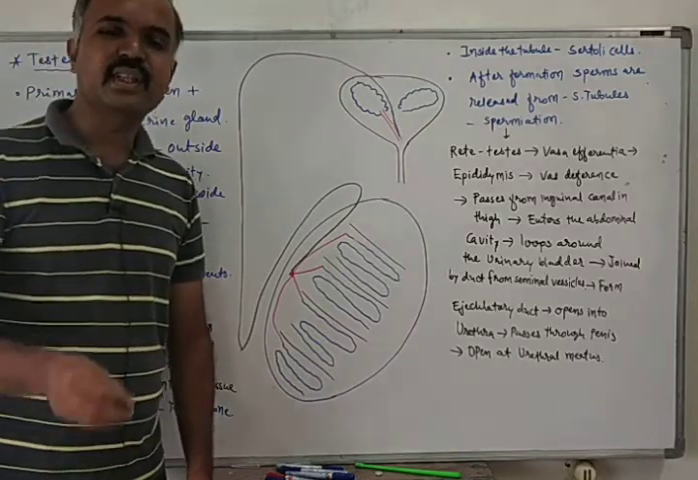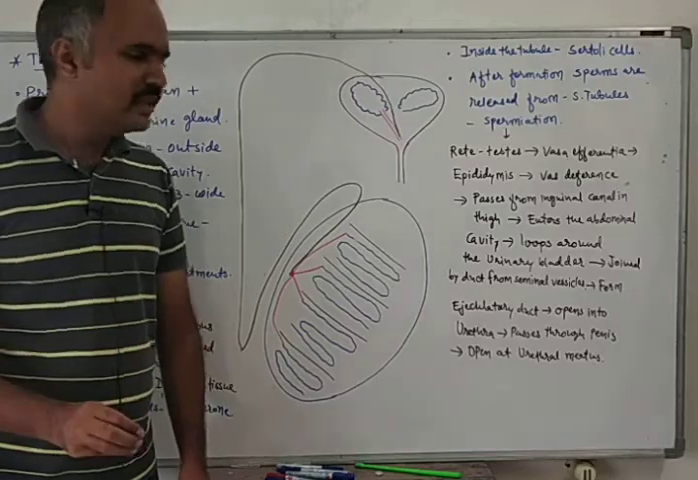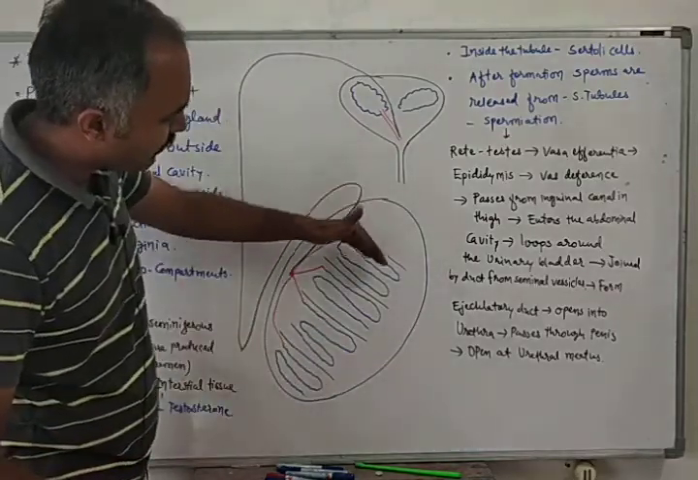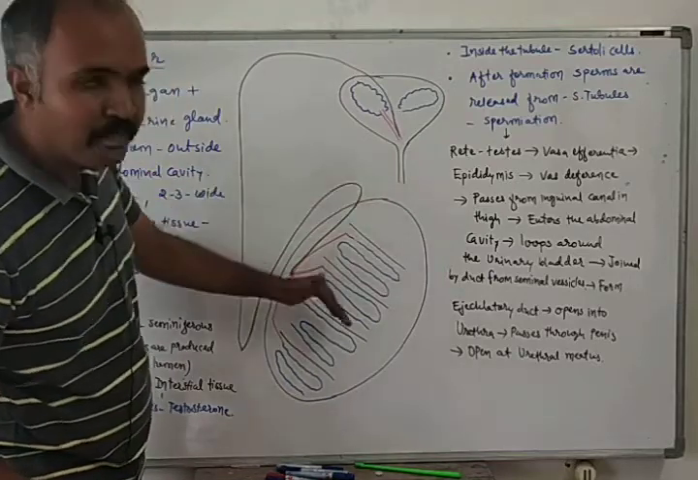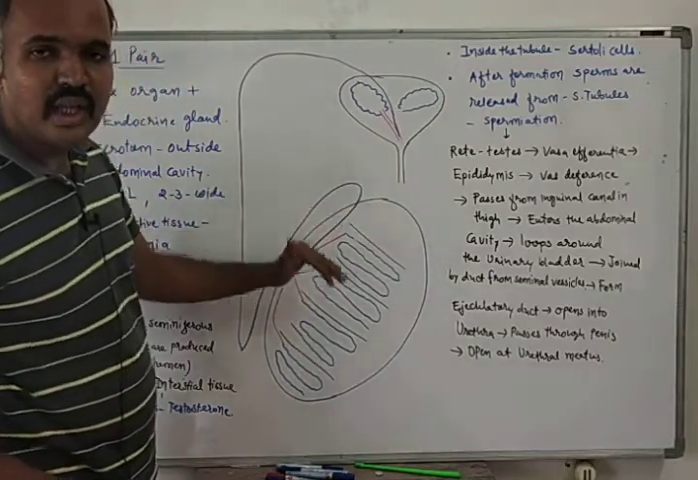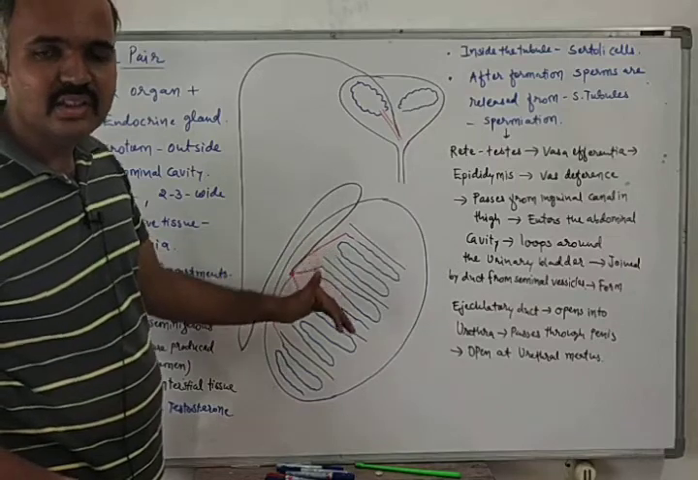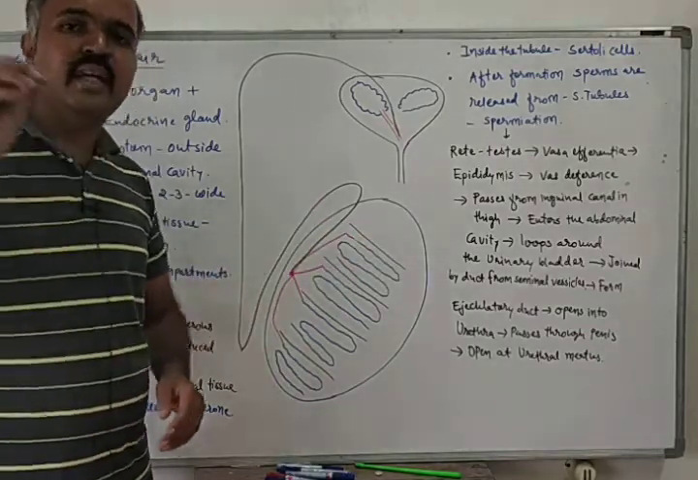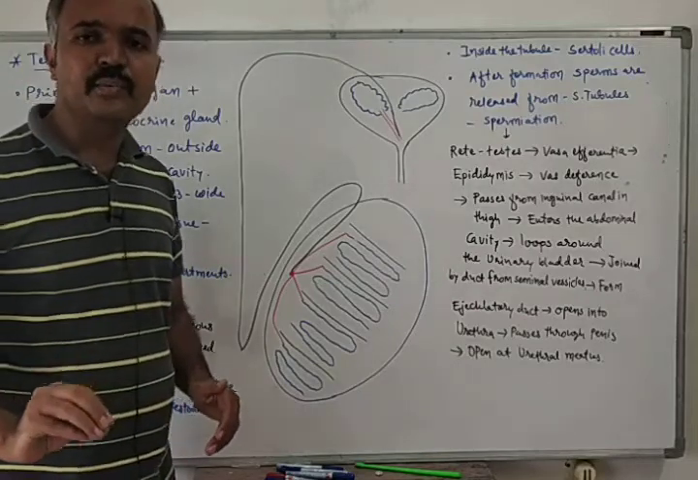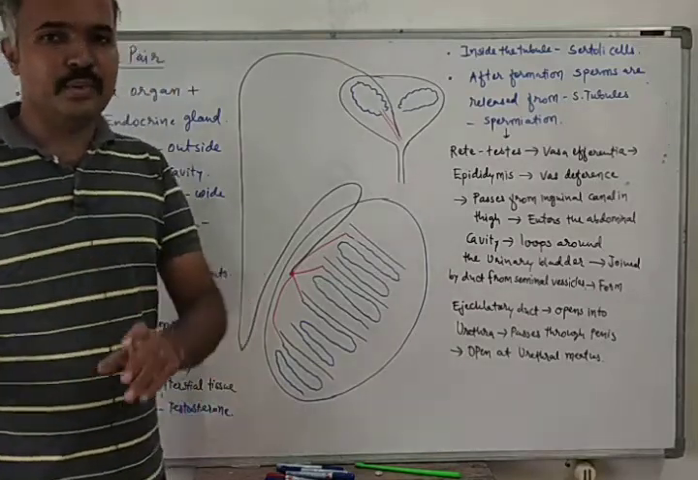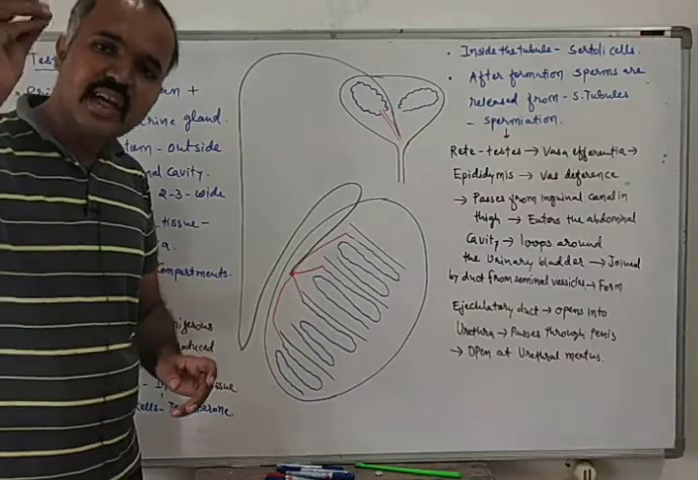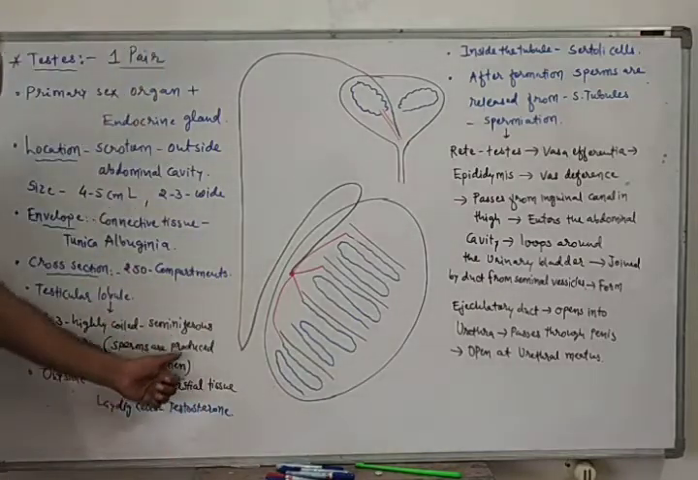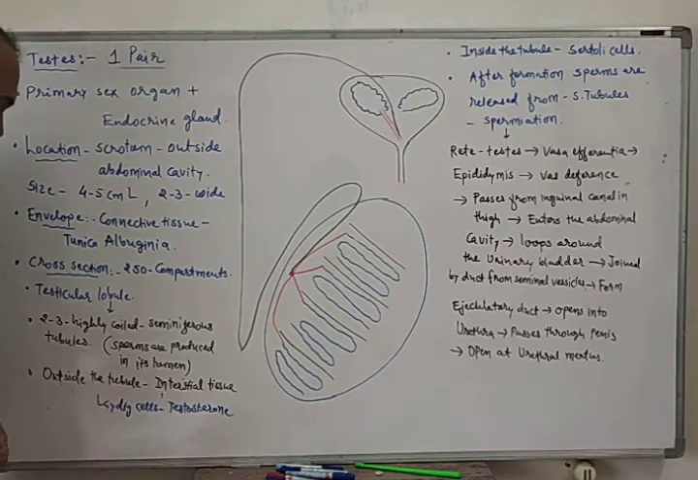Sperms are produced in the lumen of the seminiferous tubules. So this is the testis, and this testis has 250 compartments. Each compartment has 2 to 3 highly coiled tubule-like structures known as seminiferous tubules, and inside the lumen of that tubule, sperms are produced. So sperms are produced inside the lumen of the seminiferous tubules.